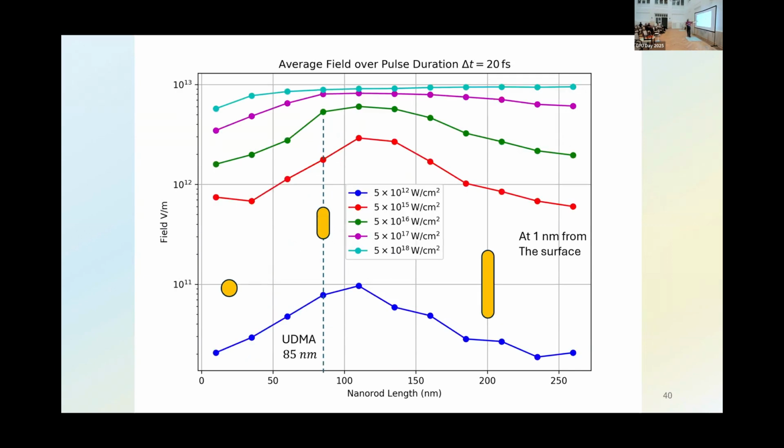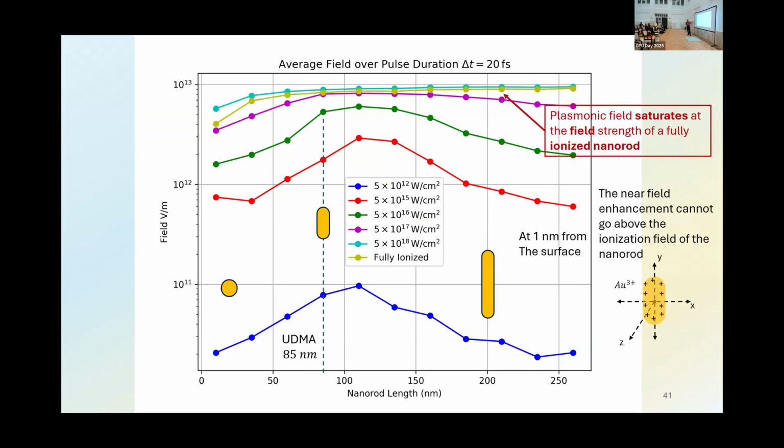So if we look at the actual field in volts per meter, the electric field at the tip of the nanorod, we can see that for low intensity, we still have the peak, but as we get higher and higher and higher, we're reaching a saturation limit at around 10^13 volts per meter. So why can't the electric field of this nanorod go above, why can't the near field enhancement go above this 10^13 volts per meter?